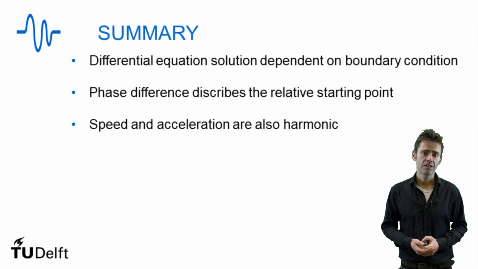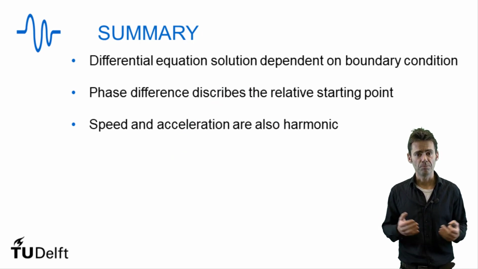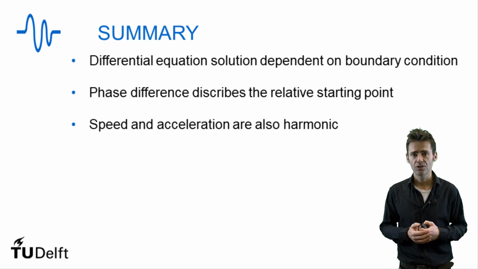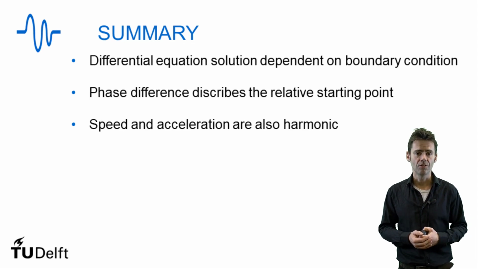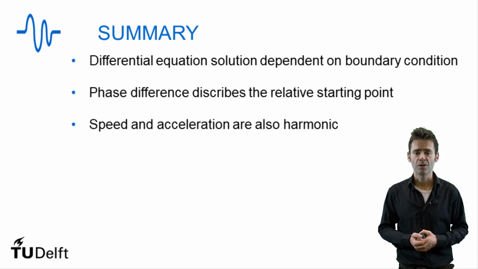So in summary, in this unit I've shown you that the differential equation solution is dependent on the boundary conditions, and you can calculate the specific solution given certain boundary conditions. I've also shown you that the phase difference describes the relative starting point of the oscillation, and that the speed and acceleration are also harmonic and can be derived from the position of the harmonic oscillator.